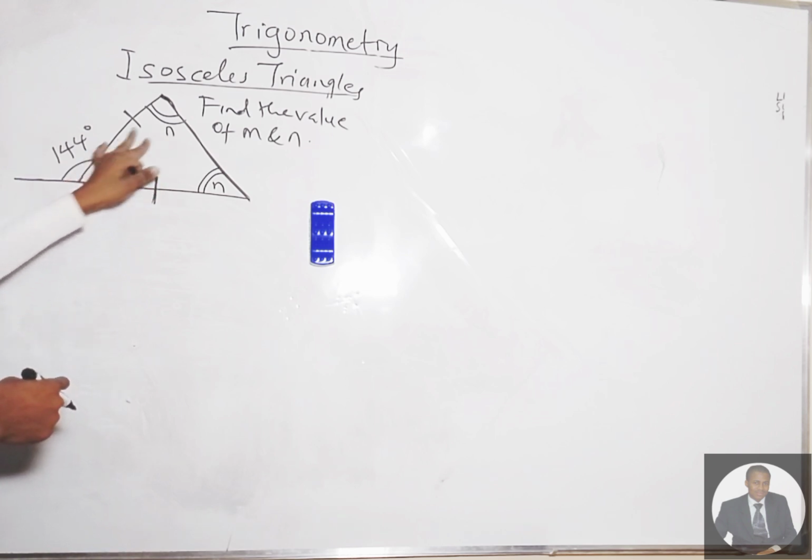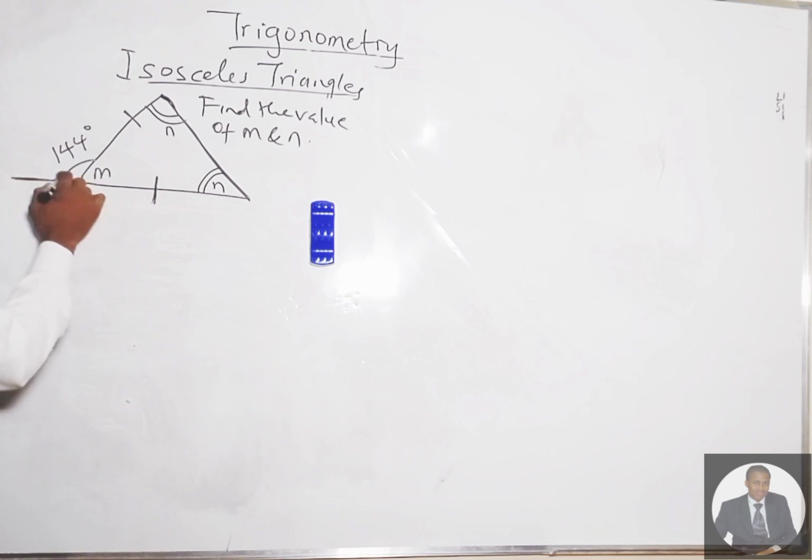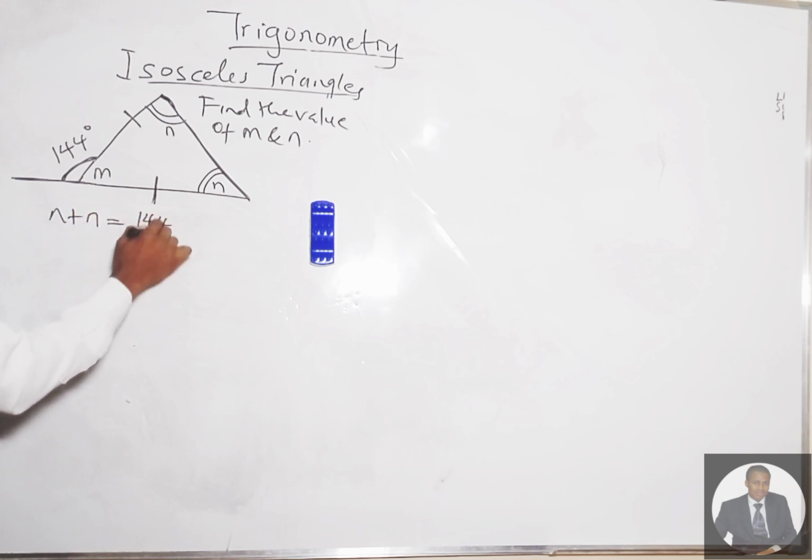Now, how do we find all these angles here? With regards to the last class, this is an exterior angle, and an exterior angle is equal to the sum of the two opposite angles facing it. So n plus n is equal to the exterior angle.